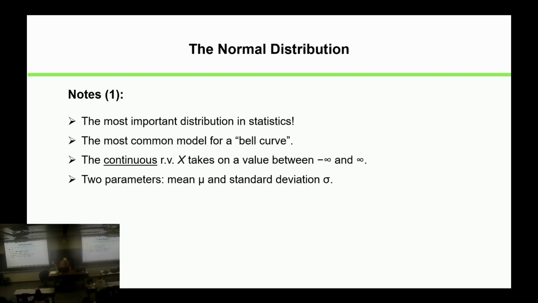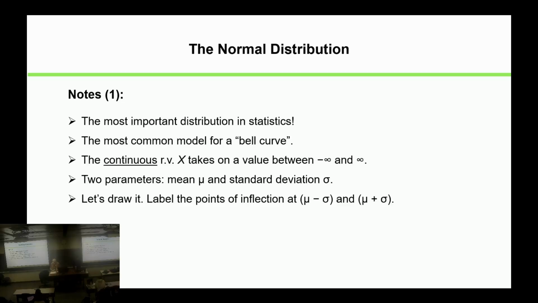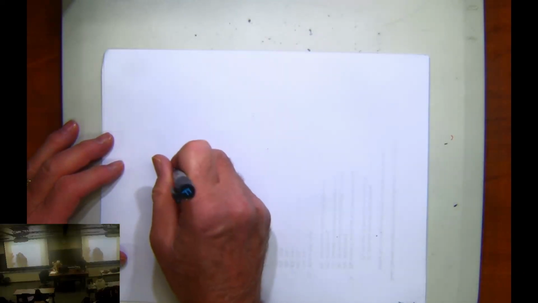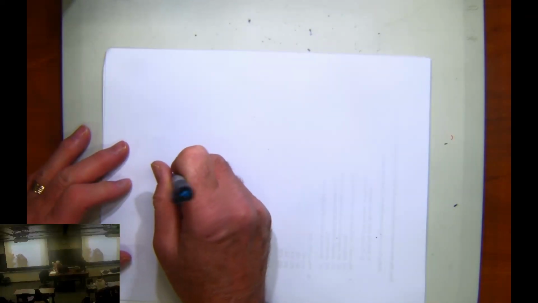So what we're going to do is draw it. And we're going to label the points of inflection at mu minus sigma and mu plus sigma. So what you want to do is learn how to draw a good normal distribution. We'll flip to a paper. And so here's the first thing I want you to do: draw a horizontal line with a little space under it.